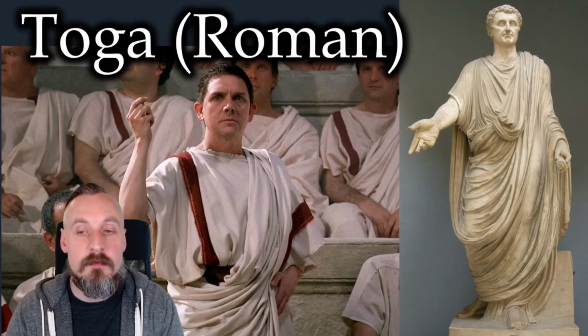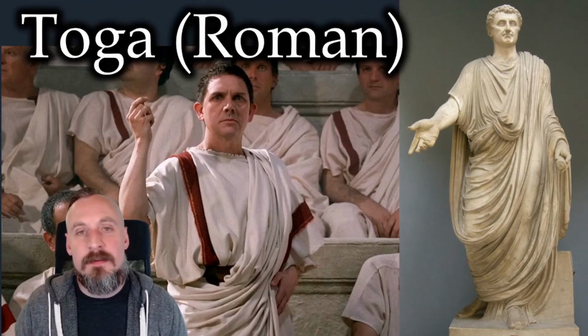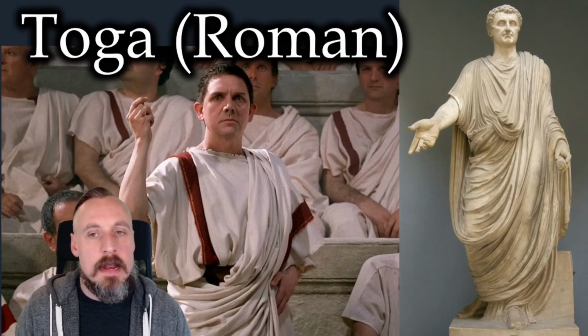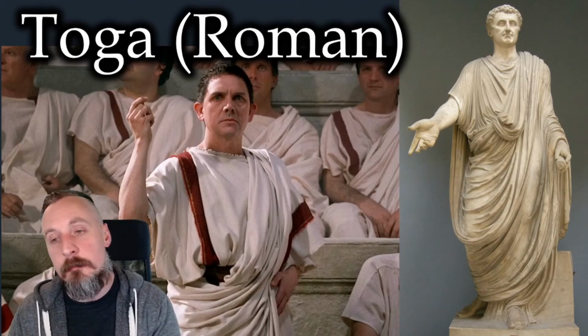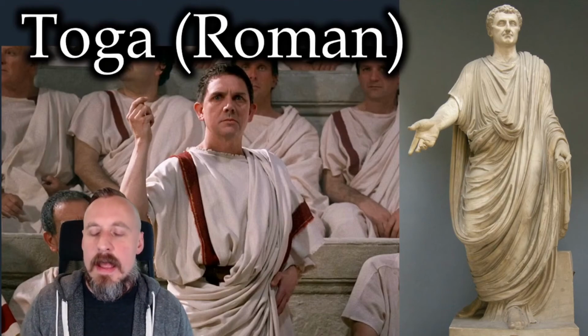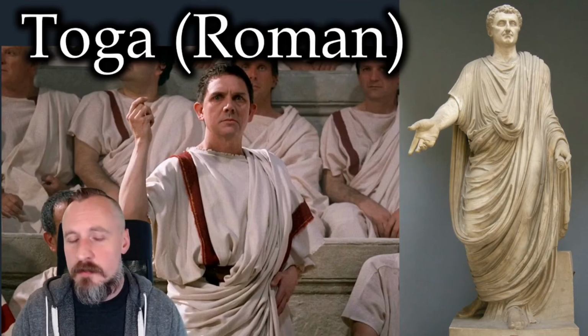And the toga was often made of linen. It was a very large piece of fabric that would have been elaborately wrapped around someone who was already wearing a tunic. And the toga was often just a formal wear. Here we see a filmic depiction of a Roman senator wearing a toga in the Senate. And these were difficult to wear, unwieldy a bit because of their size.